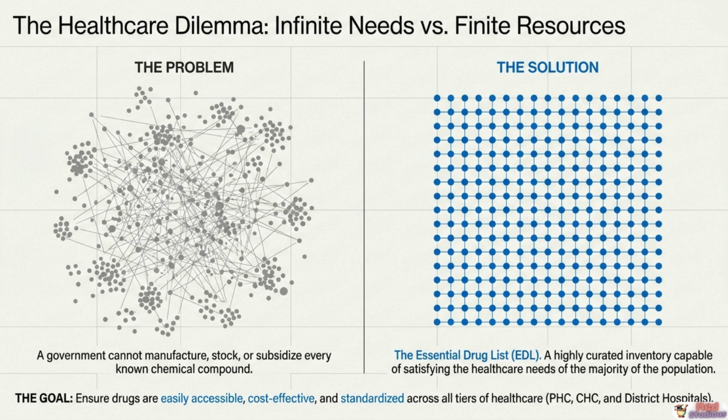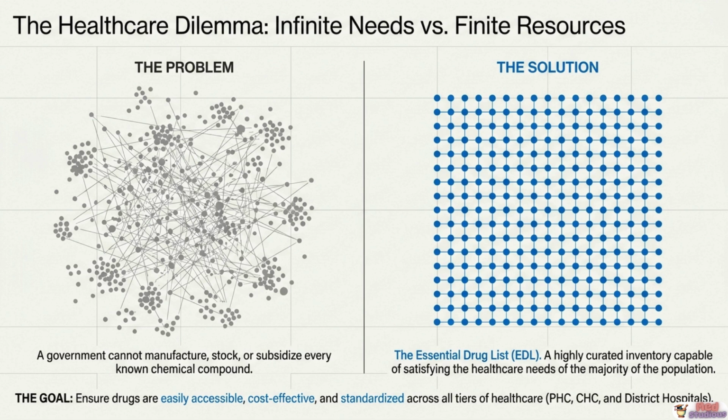The solution to this impossible problem is elegant in its simplicity: the Essential Drug List, or EDL. Rather than attempting to provide everything, a government convenes a panel of expert pharmacologists, clinicians, public health specialists, and health economists to curate a highly specific, carefully selected inventory of drugs that are capable of satisfying the healthcare needs of the vast majority of the population under normal public health conditions.